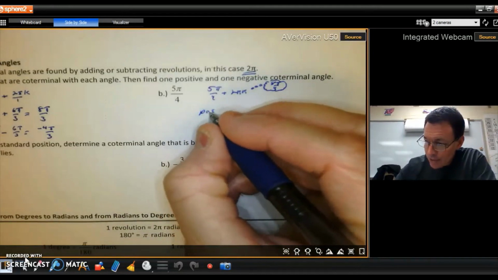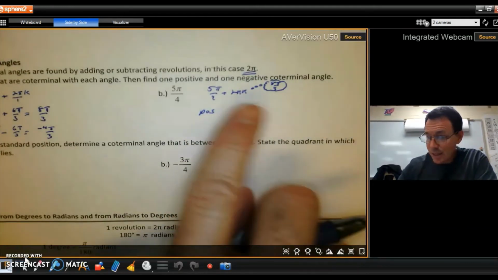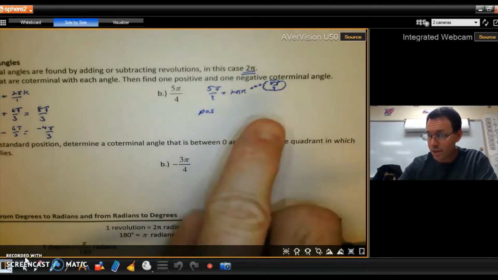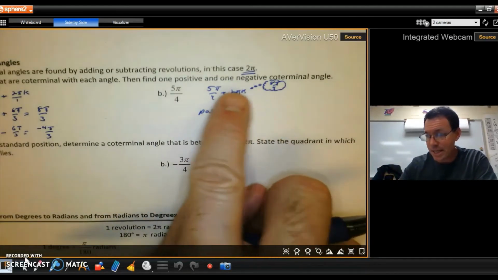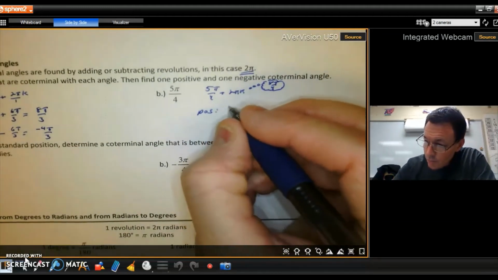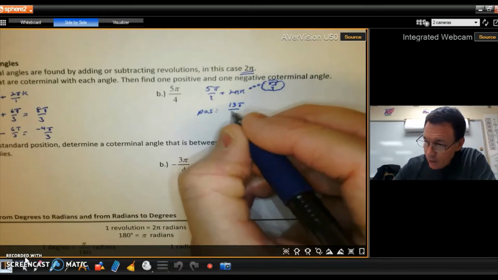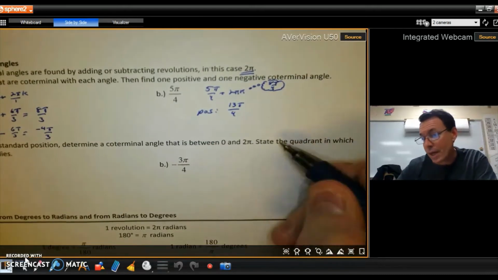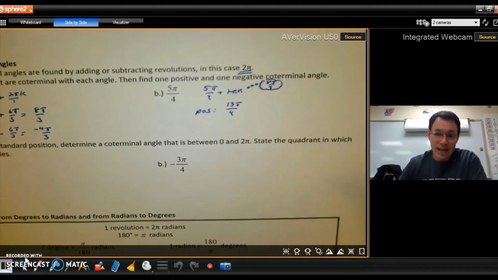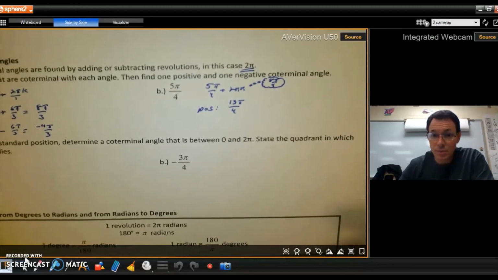My positive angle is literally 5 plus 8. You add the numerators, you keep the same common denominator, and you tack a pi onto it. So 5 and 8 is 13. So 13 pi over 4. That's how you do it. I know this is weird right now. It looks weird to you, but it's just adding two fractions together that are kind of small fractions.